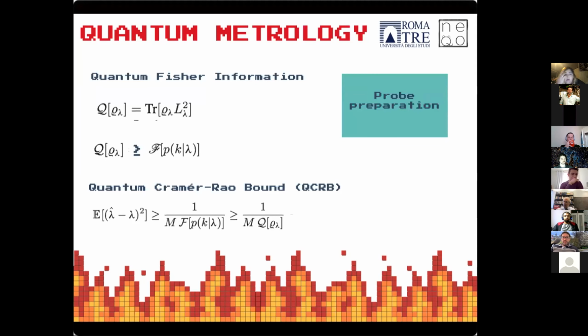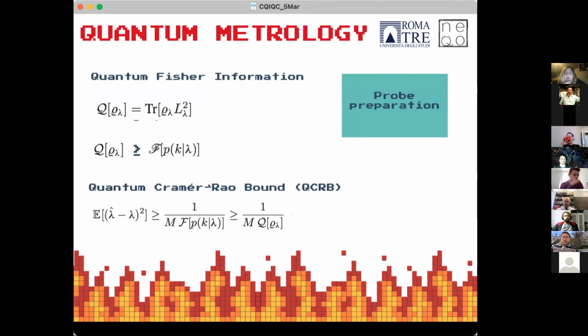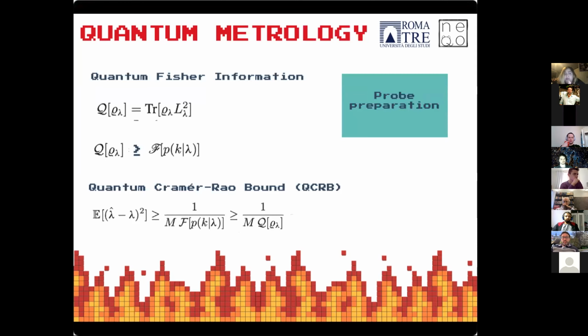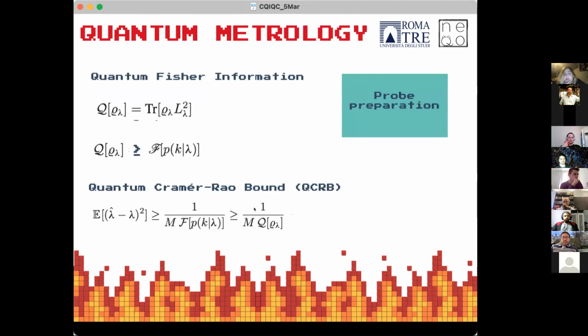In this way, we can identify a quantum Cramer-Rao bound, which is our ultimate bound of precision, which, analogously to the classical one, will be given by 1 over m times the quantum Fisher information, and m is simply the number of resources we are using again for our measurement.